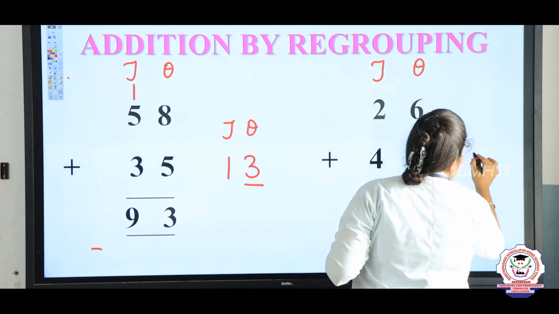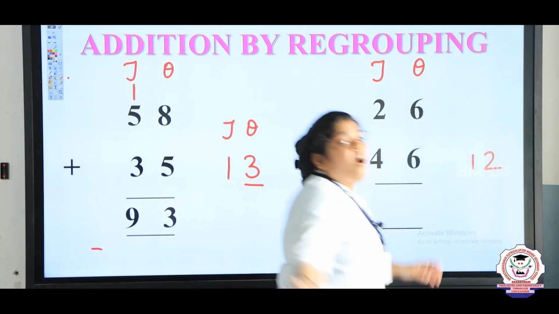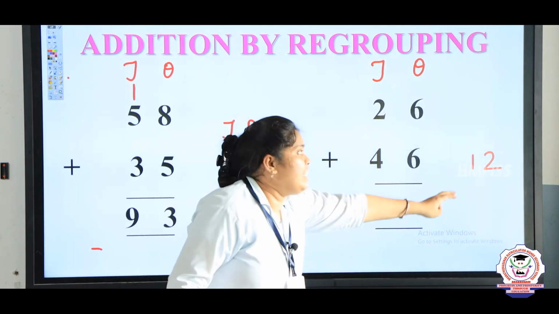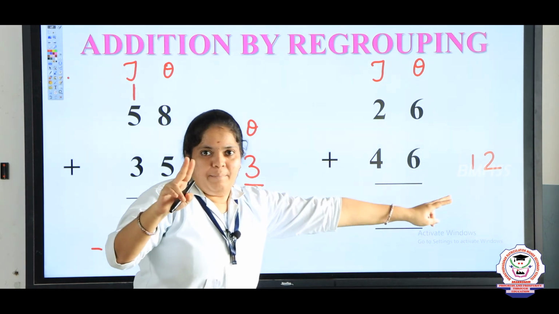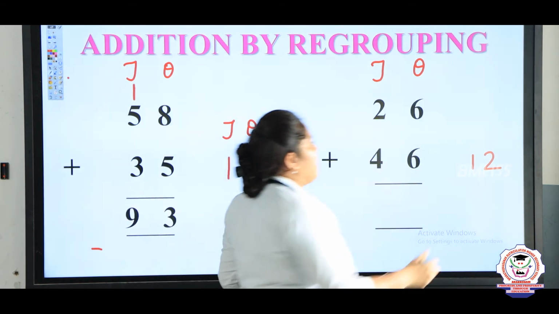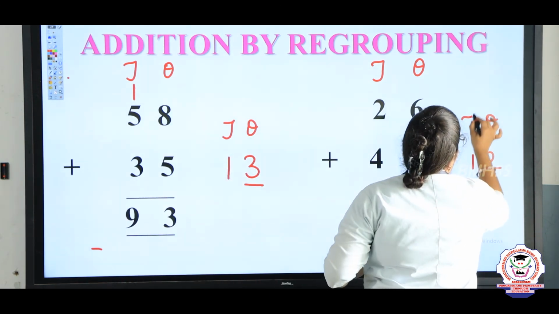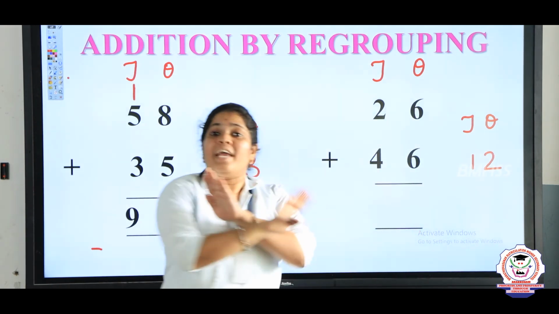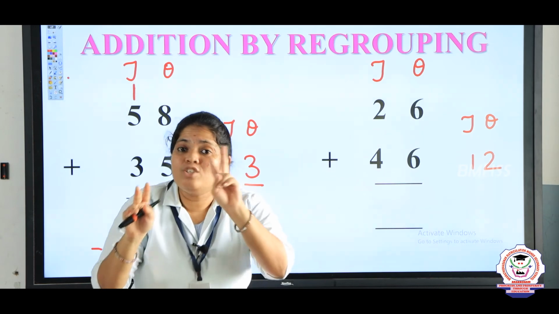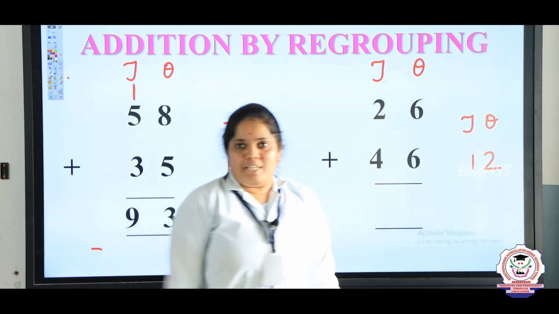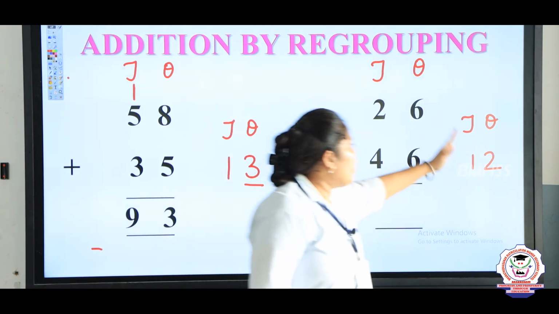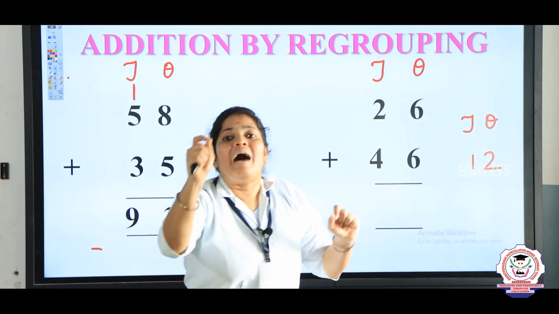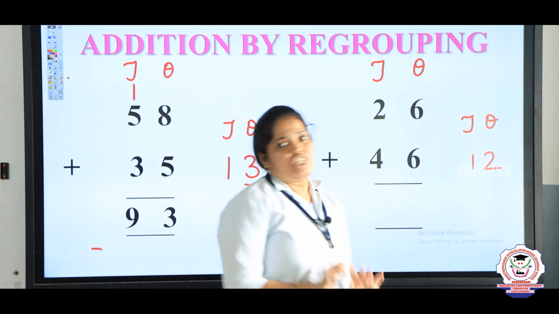So, write this 12 here because this is a 2-digit number. Okay, a 2-digit number has a ones place and a tens place value. So, you should not write this 2-digit number in the ones place value. That's why we are writing it at the side and marking it as ones place and tens place value.